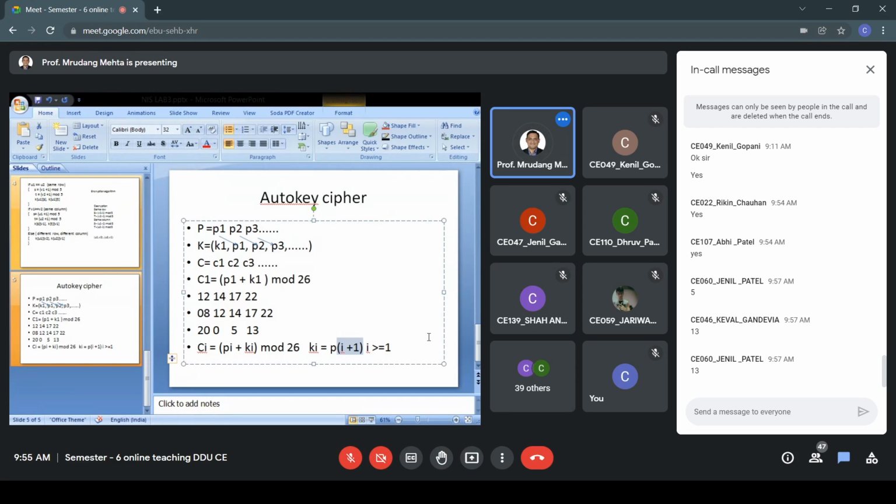Got it? Understood, students? Have you understood? So tell me how you can perform decryption. What will be the formula for decryption? Write down the formula for decryption.